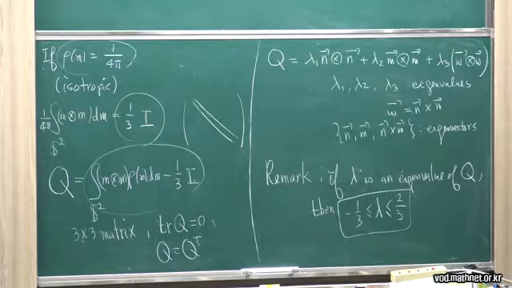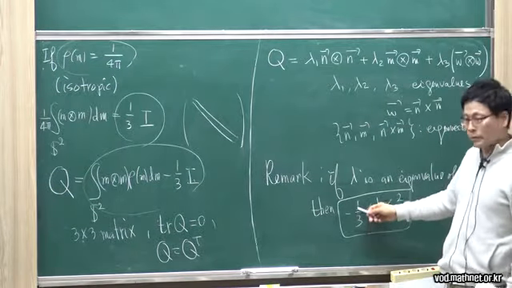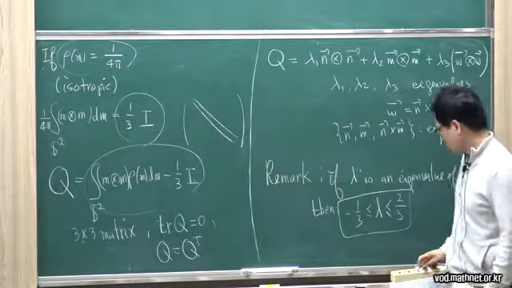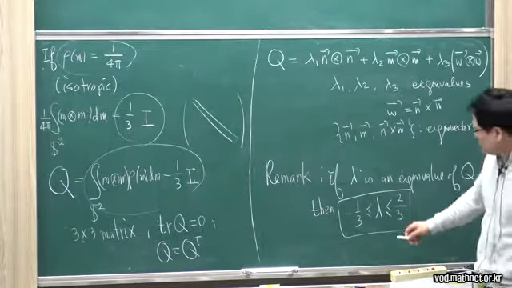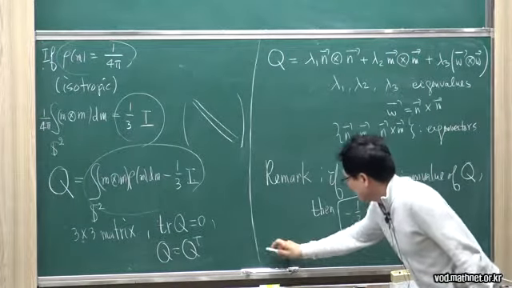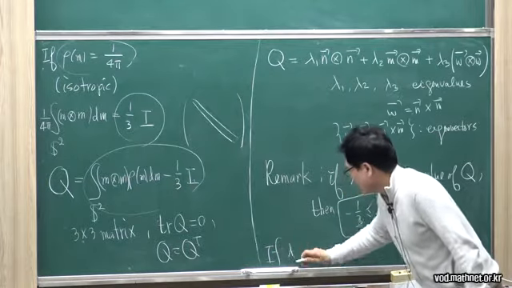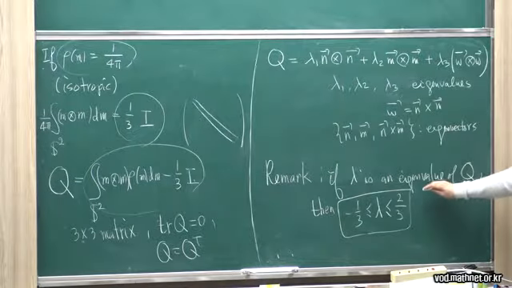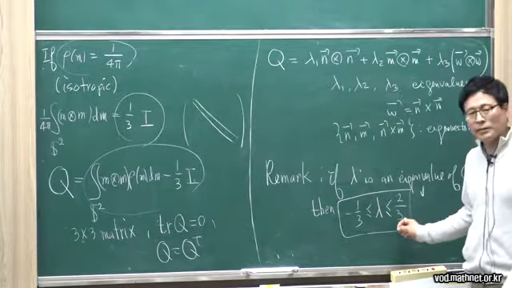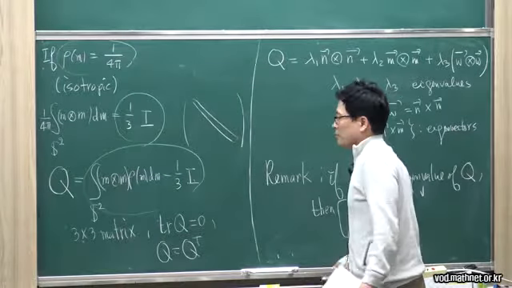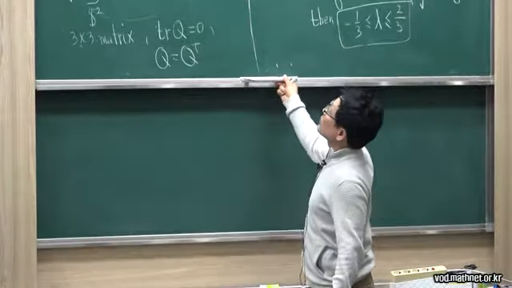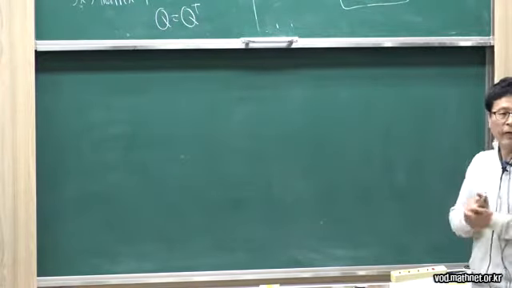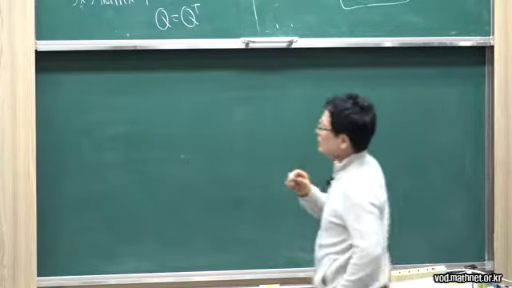And what happens if one of the eigenvalues becomes minus 1/3? I'm not going to check that one, so we only look at this: lambda should be between minus 1/3 and 2/3. So these are the basic ingredients to describe liquid crystals. And then here's the definition.